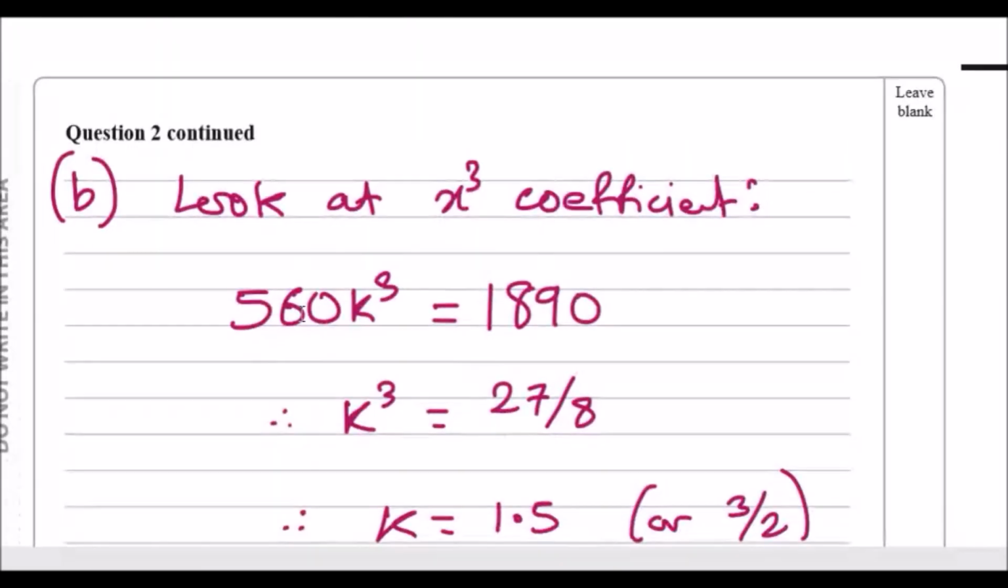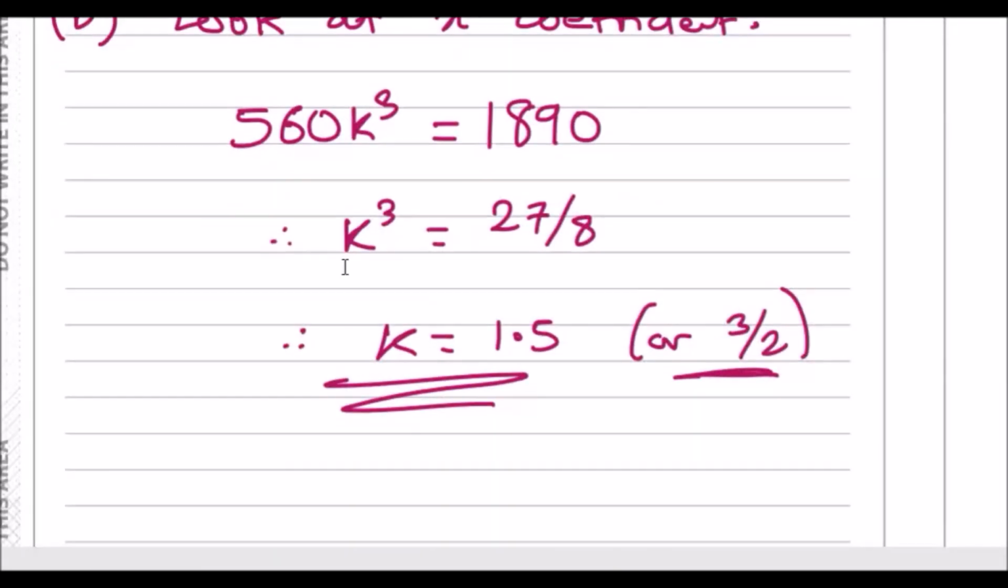So I did that over here. I just divided by 560, took the cube root, and voila, k is 1.5 or 3 over 2. And that's it, guys. That's literally question 2 done.